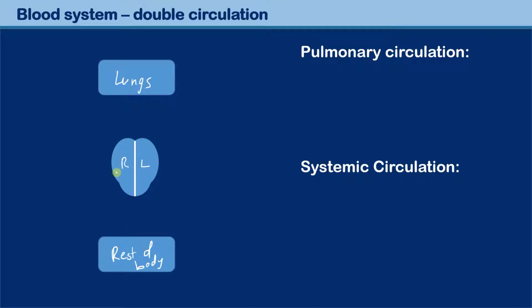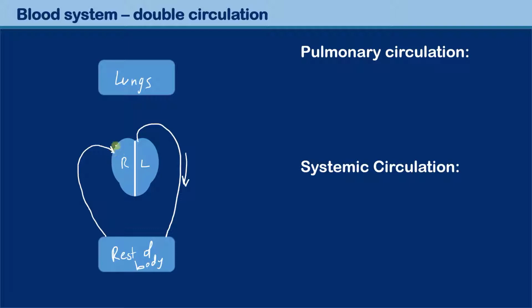So how does this work? We start over here at the left side of the heart. The blood flows out from the left side of the heart to the rest of the body. And I'm going to draw an arrow over here. Over here at the body, the cells take out the nutrients and the oxygen. They release carbon dioxide into the blood, and the blood will flow back to the heart over here.